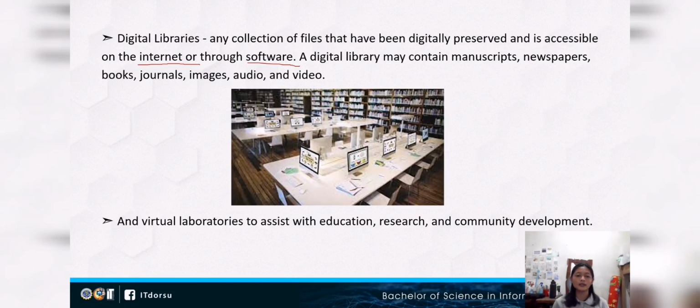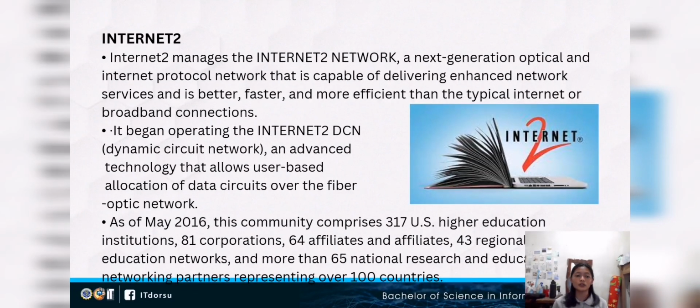So next is the Internet 2. The Internet 2 manages the Internet 2 network. It is a generation of optical and internet protocol network that is capable of delivering enhanced network services and is better, faster, and more efficient than the typical internet or broadband connections.